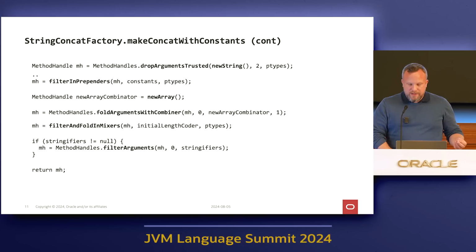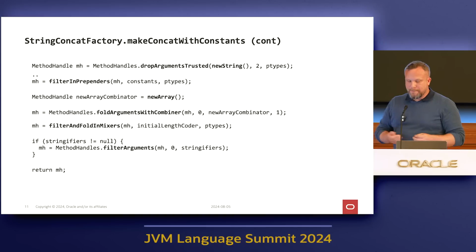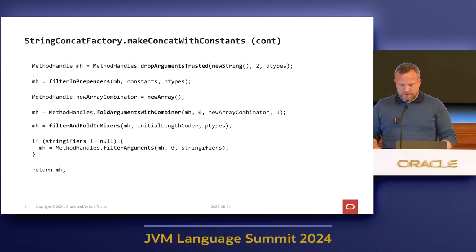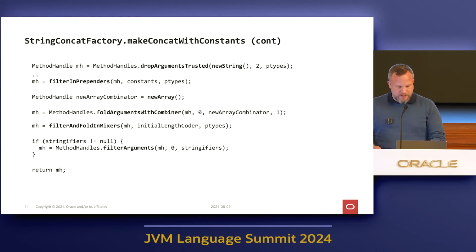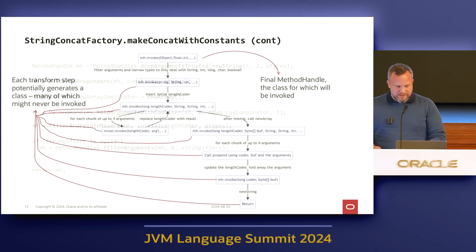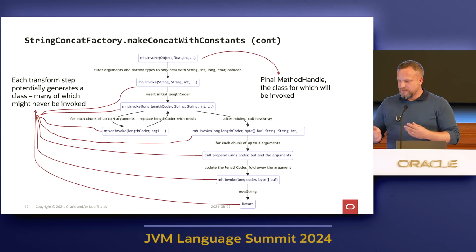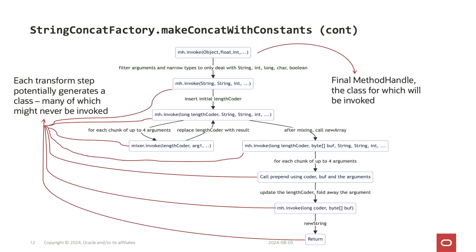Using that length, we create a byte array that we are then prepending the strings and other arguments into. Then we throw away the arguments and we do a new string on the now fully fleshed out byte array. So one way to visualize this is through an expression tree. Each method handle invoke at the edge does the filter and such.